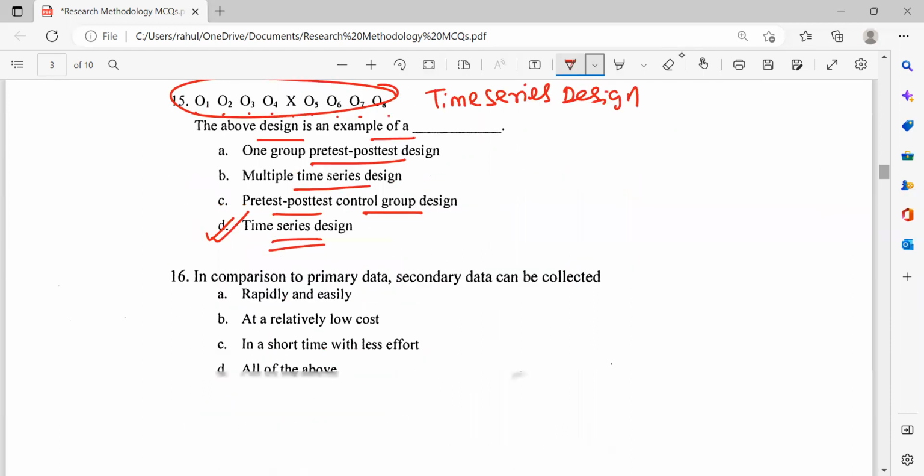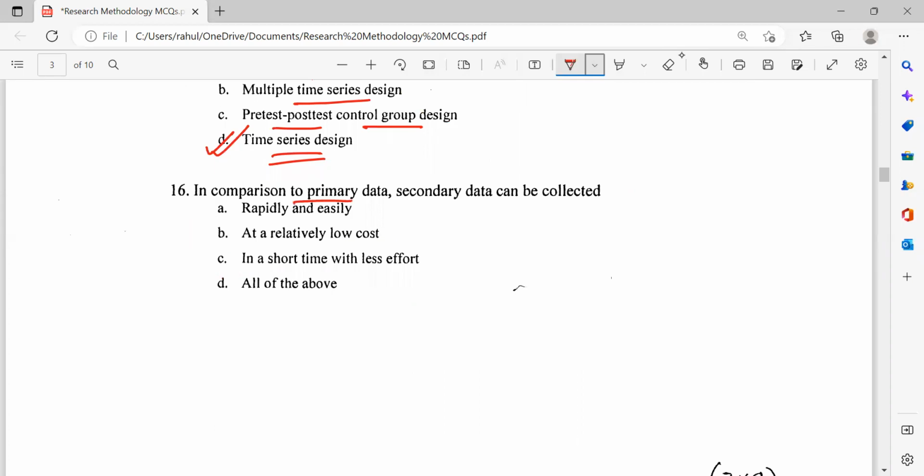Question number 16. In comparison to primary data, secondary data can be collected rapidly and easily, 100% true, at a relatively low cost, in short and with less effort. All of the above are 100%. D is the correct answer.